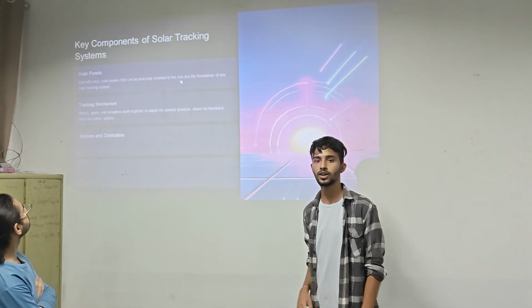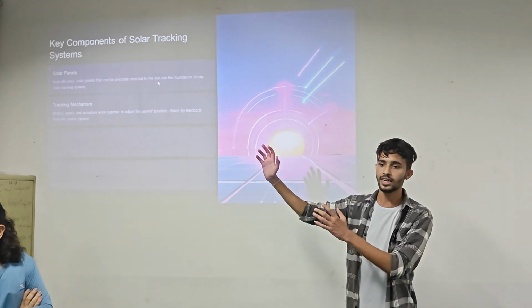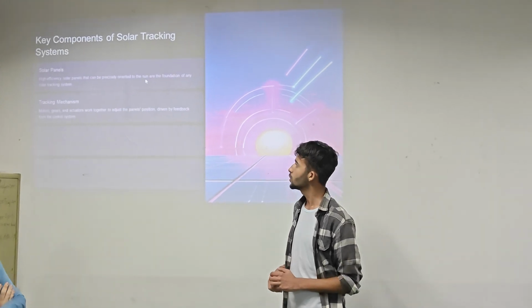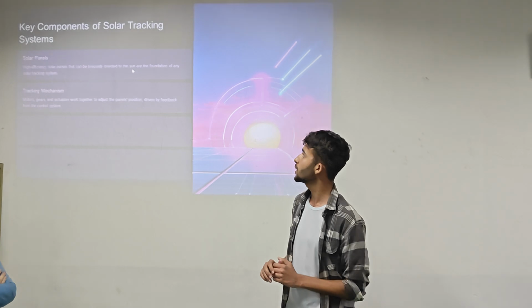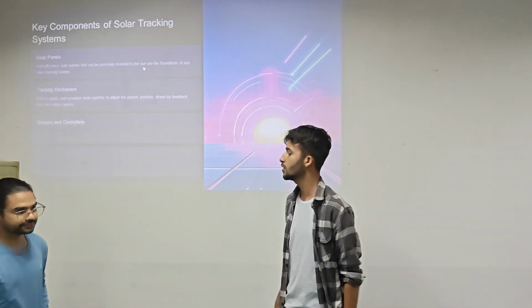Third one is hybrid axis tracking, which is the combination of both single axis tracking and dual axis tracking. So it is cost effective also. For the next topic, components of solar tracking, I would like to call my friend.